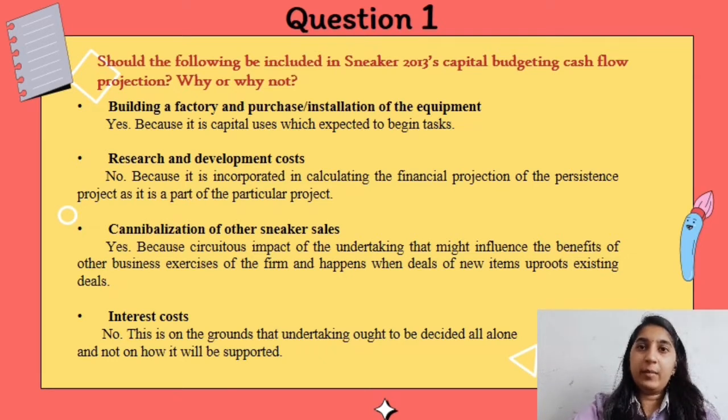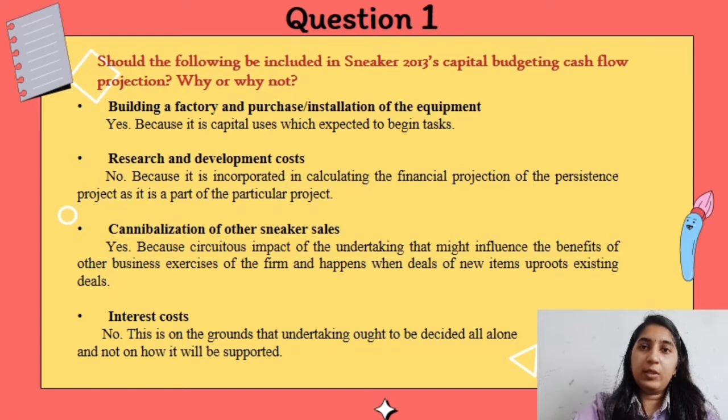C will be cannibalization of other sneaker sales, which is yes, because cannibalization is a circular impact of the undertaking that might influence the benefits of other business exercise of the firm and happens when deals of new items uproot existing deals. Decrease in deals is a result of capital planning choice and it must be incorporated.